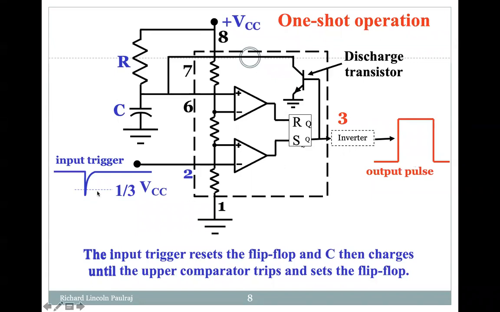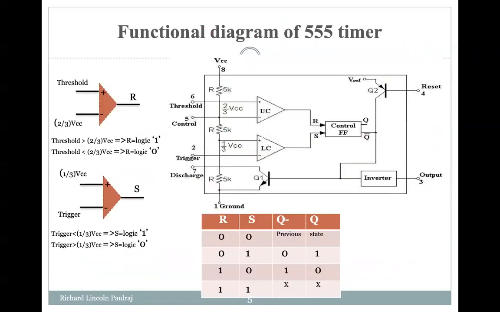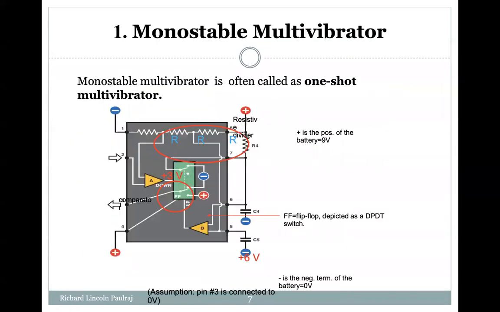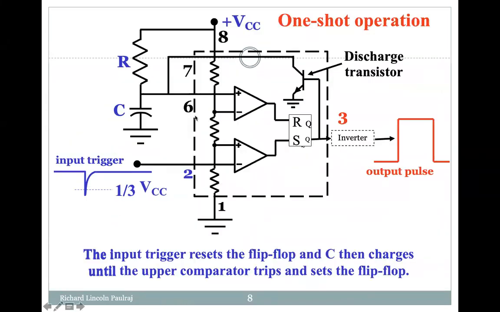We are giving a trigger input of 1/3 of VCC. Now, what is this 1/3 of VCC? This was trigger and this was threshold, isn't it? Let's go back. Yeah. So this was threshold here, the upper one, and the lower one is trigger. For trigger, we were using 1/3. For threshold, we were using 2/3. So the same thing we are using here. 1/3 is used for trigger, and it's just like a pulse that we give here.